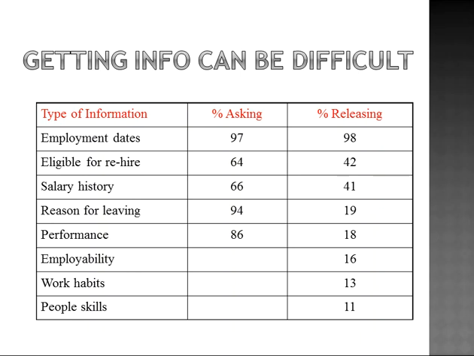Let's go down to near the bottom here. Reason for leaving. 94% ask for this information about potential employees, but only 19% of the organizations are willing to release that type of information. So you can see here, information is very important, wanting to know the information and wanting to hold on to the information. There are several reasons why it is that organizations are going to be somewhat reluctant to release information to other organizations.